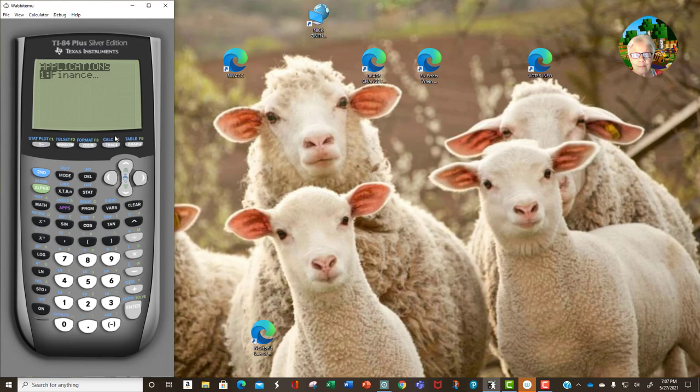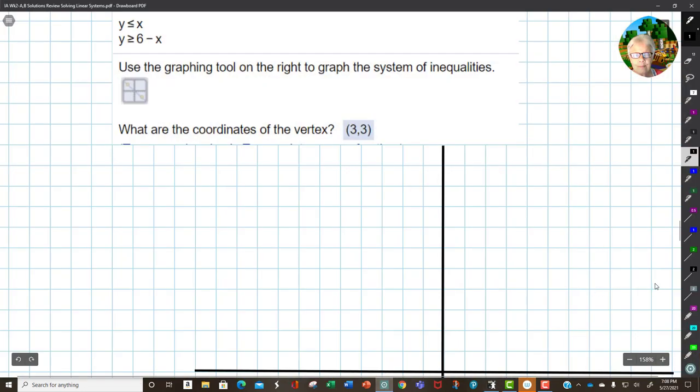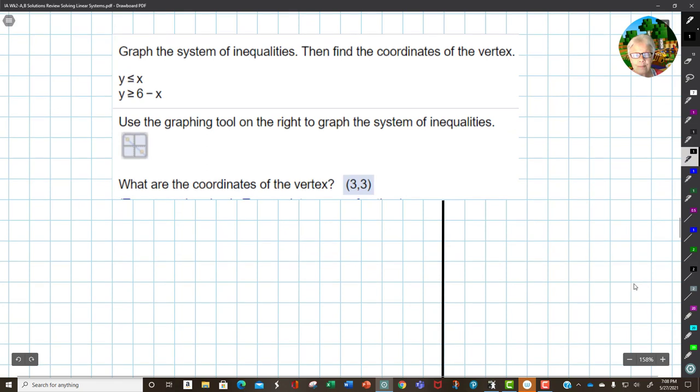But I don't have that. Those of you who studied this in high school probably have inequals on your calculator, and you probably know how to use it if you had Algebra 1, for instance, or Algebra 2 in high school. So you can certainly use it. It's fine with me. I, however, am going to do this by hand. Now, this is what I'm going to do. There are steps to doing this. Watch what I do.